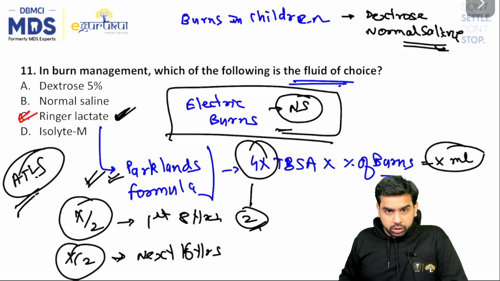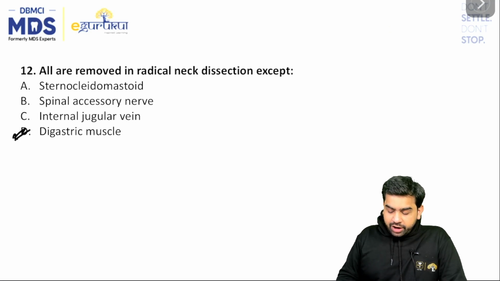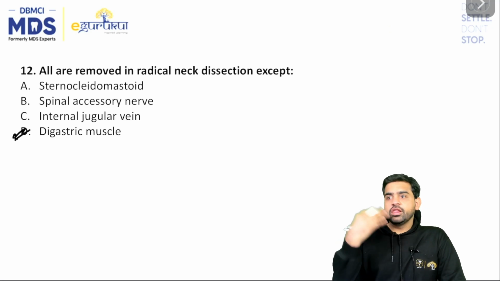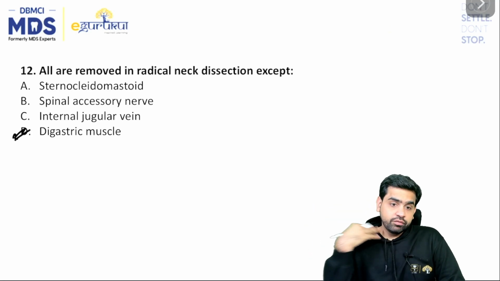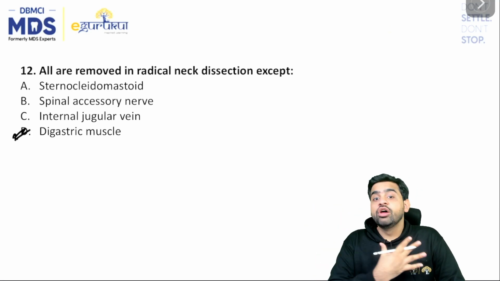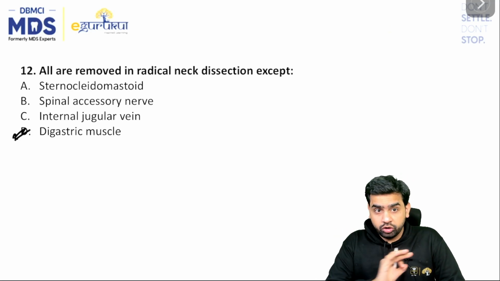It's very, very important. Okay, so please, I hope you have understood this point. Now all structures are removed in the radical neck dissection except the answer over here is a digastric muscle. So what is this particular radical neck dissection? For example, let's say there is some oral malignancy, so lymph nodes of the neck can get enlarged, and if at all the lymph nodes of the neck get enlarged, what is going to happen? You have to perform a neck dissection. You have to perform a lymph node dissection of the neck. So that is what you need to understand over here.